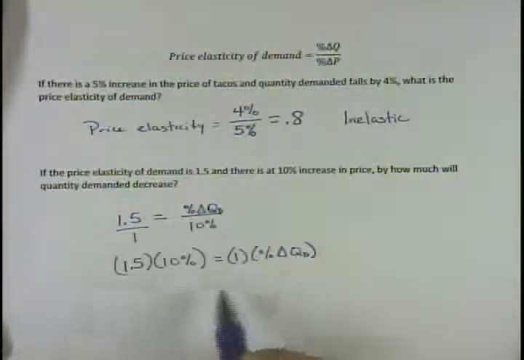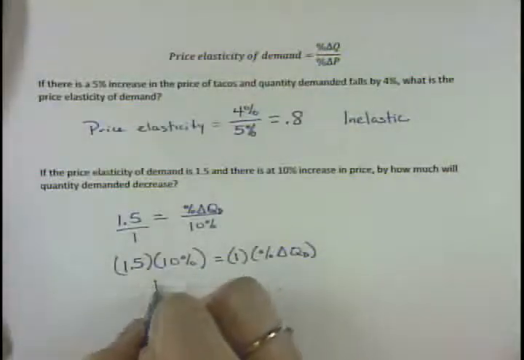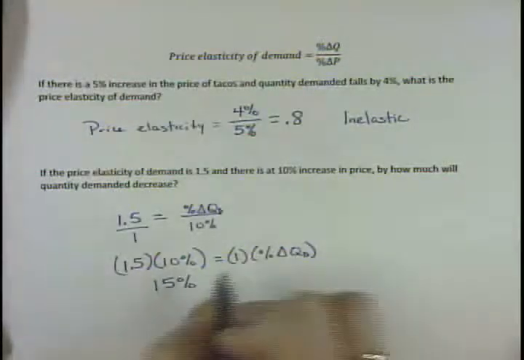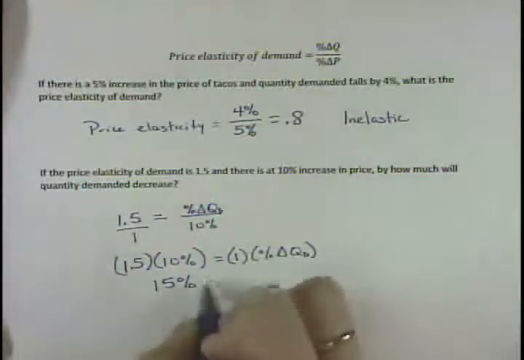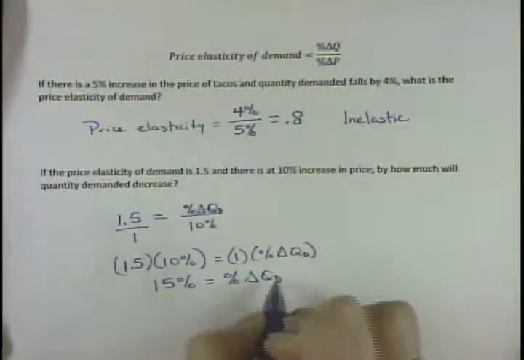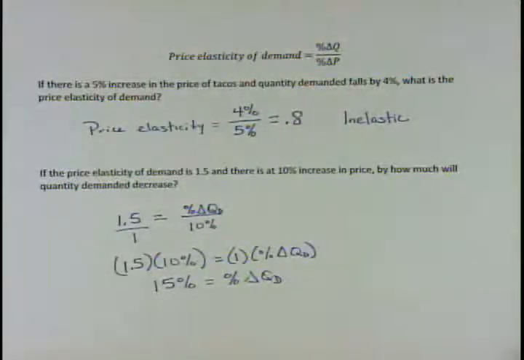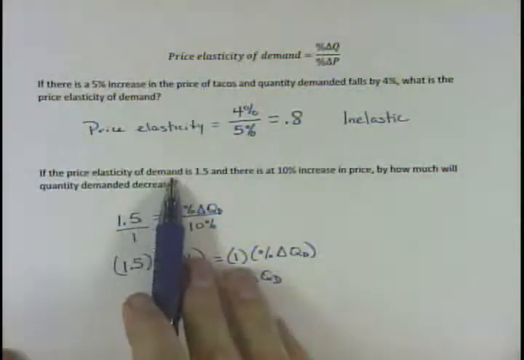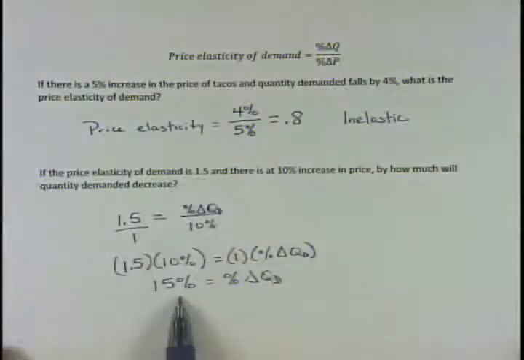Okay, so if we do that math, 1.5 times 10% is going to be 15%, and 1 times anything, of course, is itself, so that's going to be the percentage change in quantity demanded. So if we raise our price 10% and we know our elasticity of demand is 1.5, then we can anticipate a 15% change in the quantity demanded.